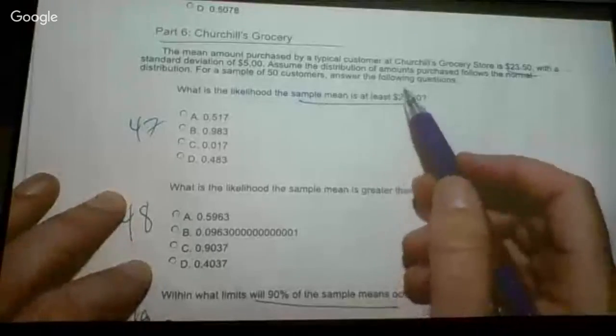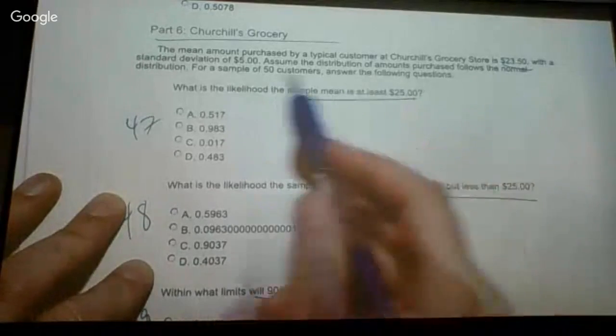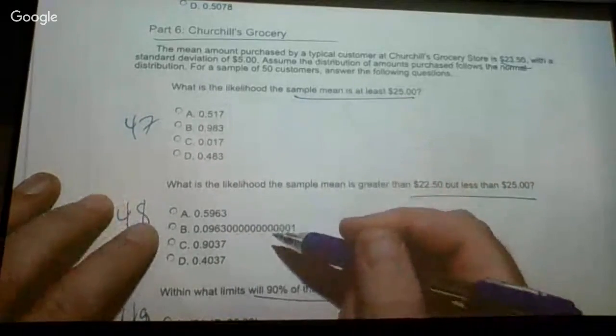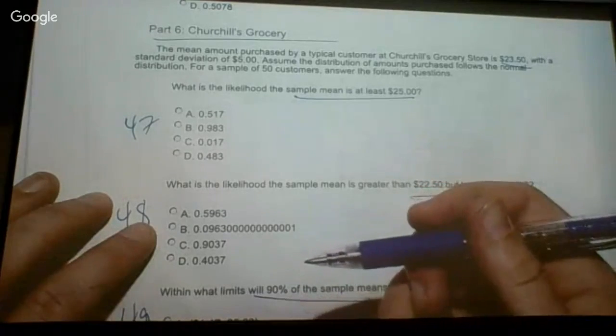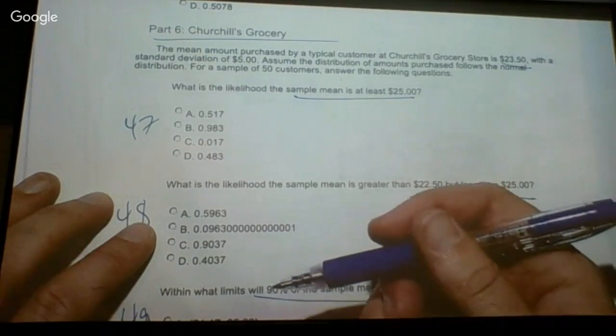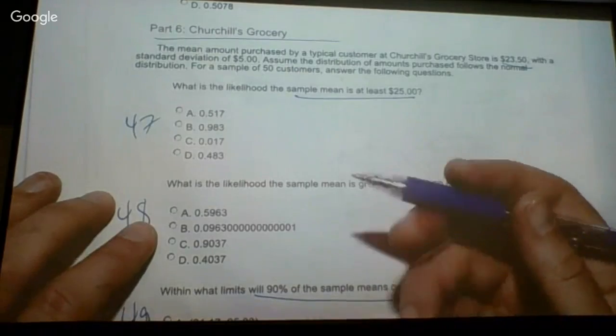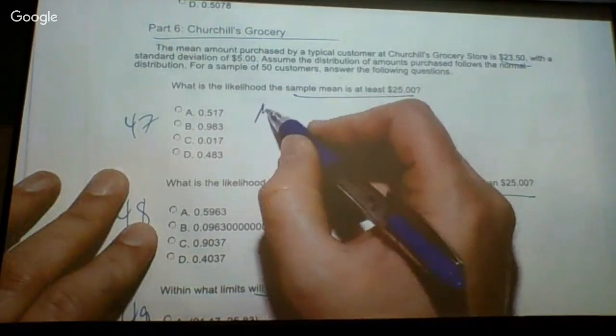Churchill's grocery store, 47, 48, 49. The mean amount of a typical purchaser is 34.23, with another number. Assume the distribution of the amounts follows a normal distribution. We got a sample of 50. If I'm losing my words, you must be losing your mind. Is that right? It's okay. You're working and learning. We got a couple pieces of given information.